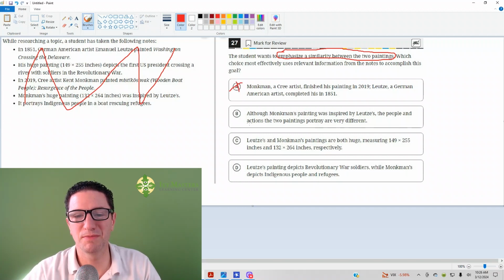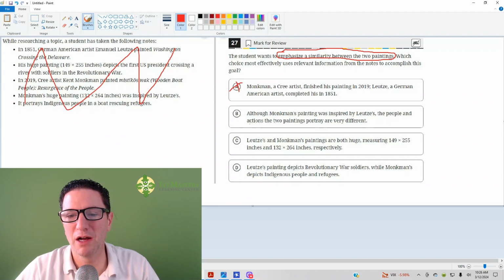Difference. A is gone. Answer is B: Although Monkman's painting was inspired by Leutze's, sounds similar, the people and actions portrayed between the two paintings are very different. It ends with a difference. B is gone as well.